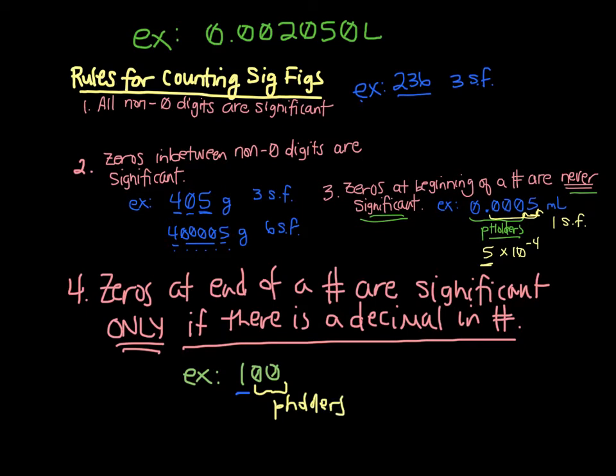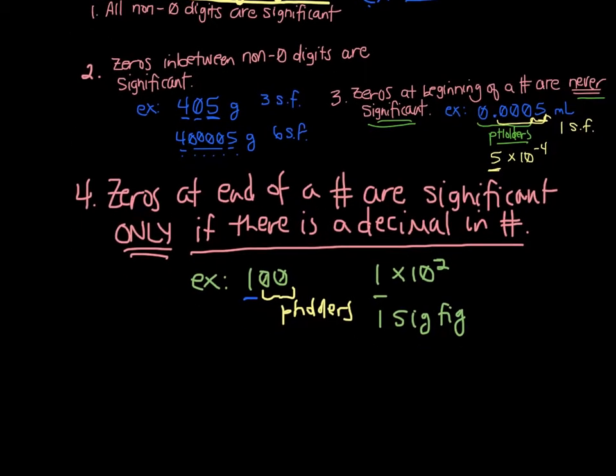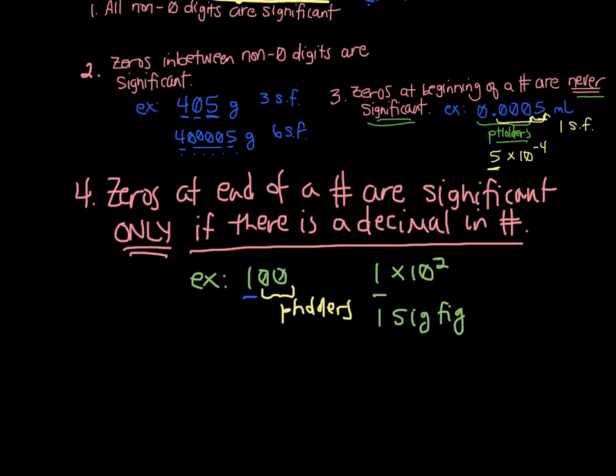And again, if I wanted to, I could put this number into scientific notation, and I would end up getting 1 times 10 to the second, and those zeros fall off, and I end up with only 1 sig fig in my number. I'm going to move this up just a little bit. Well, what if I wanted those zeros to be significant? How could I make them significant?